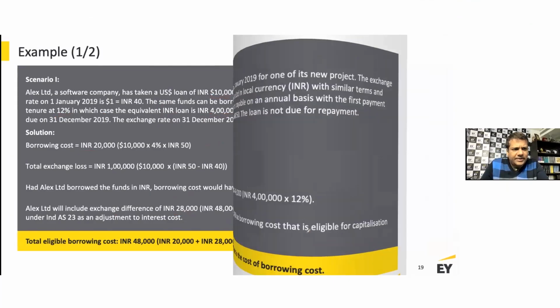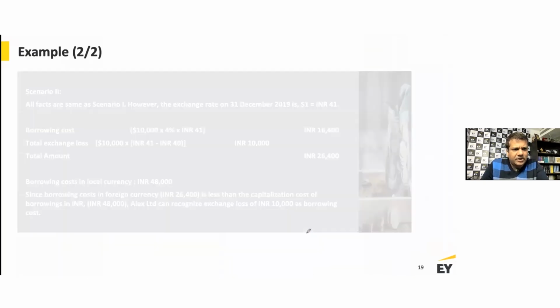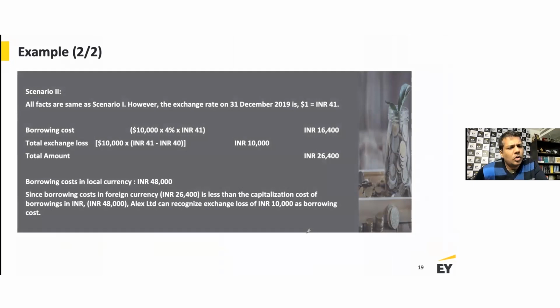So let's look at another scenario as part of the same example. All facts are the same as scenario one, which means what? I borrowed $10,000 at the rate of 40, except now the closing exchange rate, which was 50, has been revised, and here it is assumed as 41, right? So now I am going to compute my interest cost. My borrowing cost on $10,000 at 4% at 41 is 16,400. My exchange loss is 10,000.